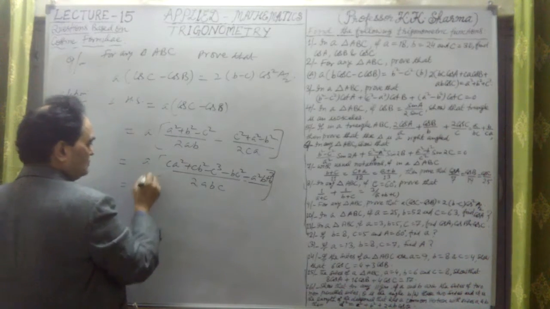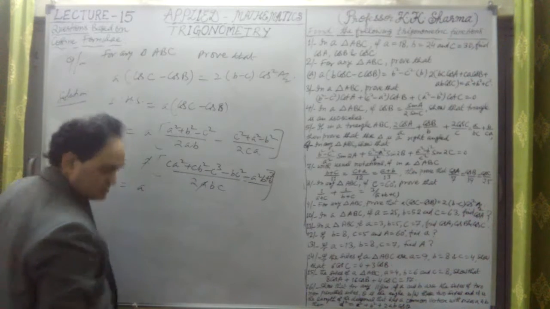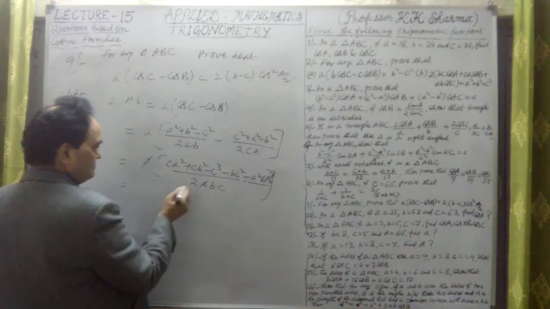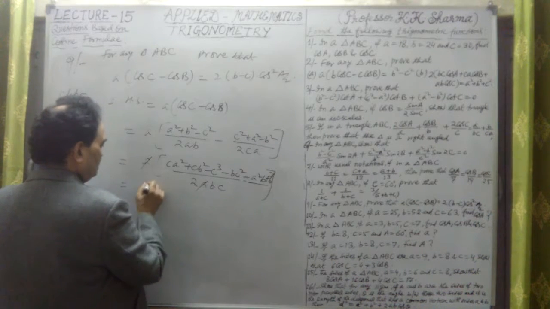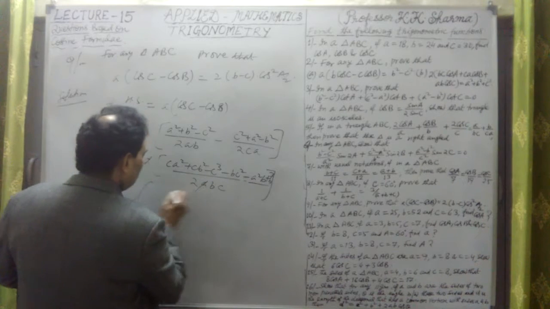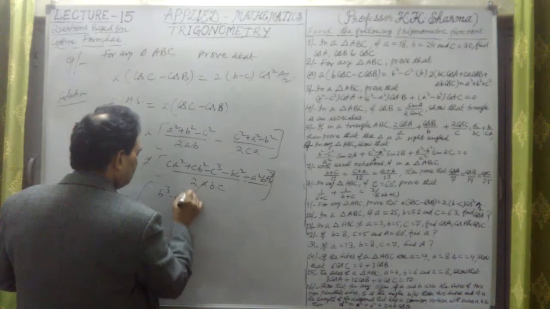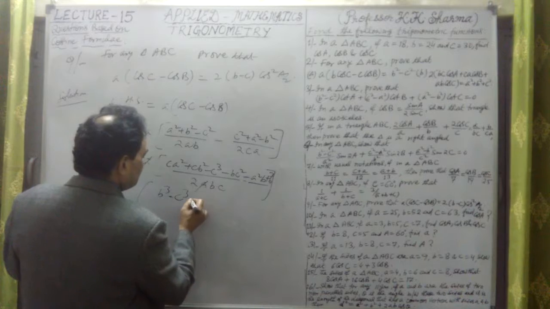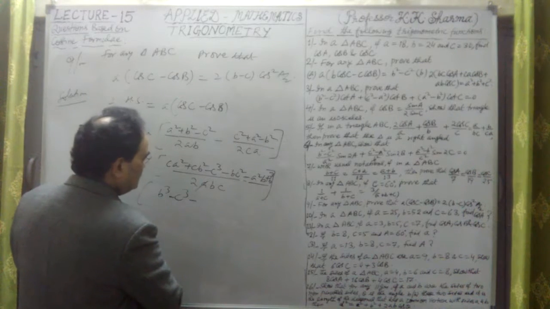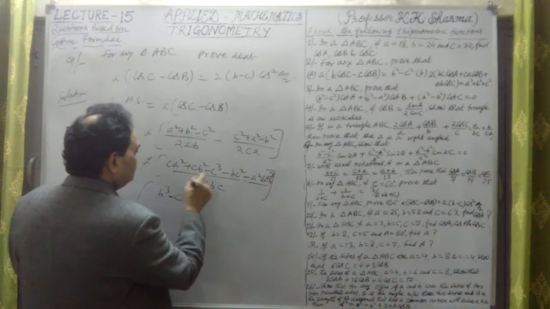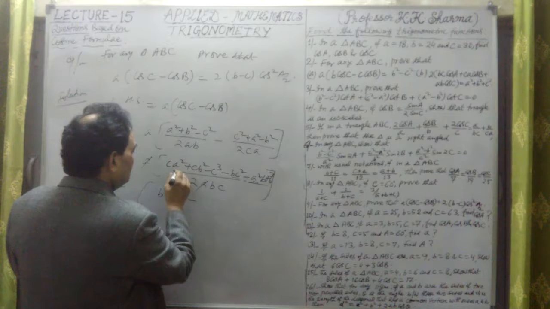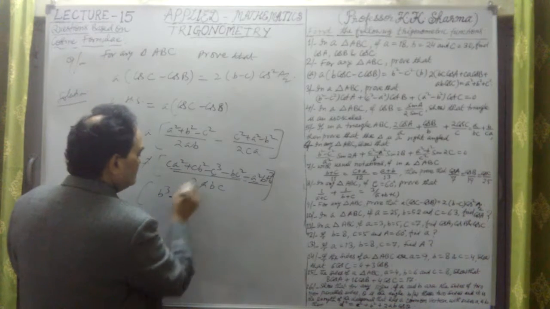So here one A cancels out, so twice BC in the denominator. We have obtained twice BC. In the numerator we have B cube minus C cube, with a minus sign. Okay, B cube minus C cube, this BC square minus A square and CA square minus CB square.